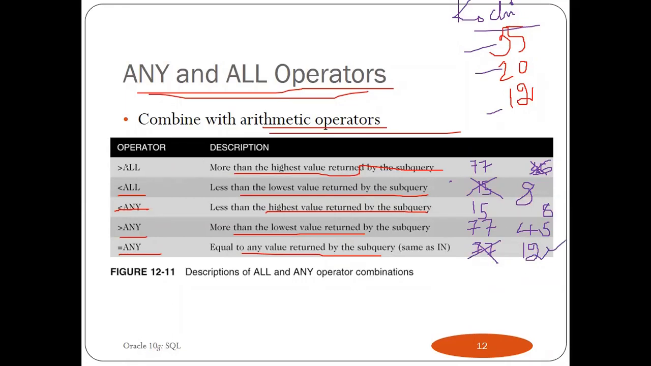This is what you mean by greater than all: more than the highest value. Less than all: less than the lowest value. Less than any value. Greater than any value. Equal to any value.